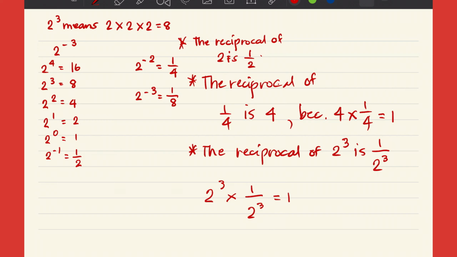So therefore, the rule is a raised to the power of negative n is equal to 1/a to the power of n. So that becomes the general rule.